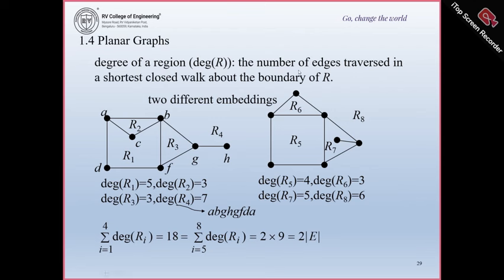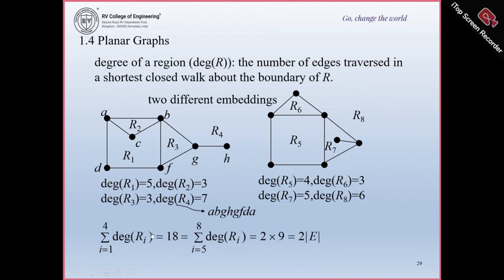The degree of a region is the number of edges traversed in the shortest closed walk around the boundary of the region. Suppose you have this region. What is the degree of this region R2? It is 1, 2, 3. Next, this is R1. It is bounded by 1, 2, 3, 4, 5 edges. So the degree of R1 is 5. The degree of R3 is 3. And when you have a pendant vertex, the pendant edge has to be counted 2 times when finding the degree of the region. So it is 1, 2, 3, 4, 5, and the degree of R4 is 5.